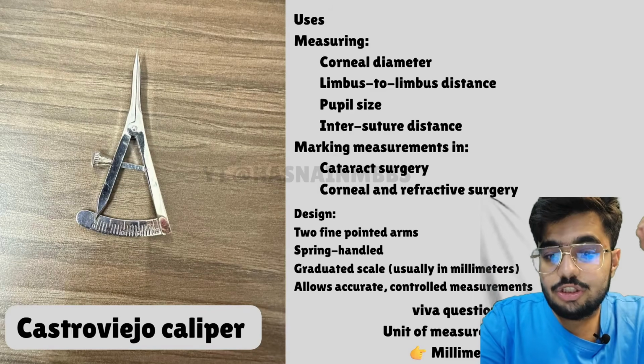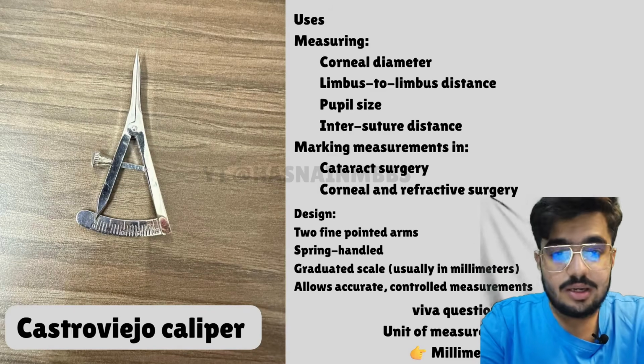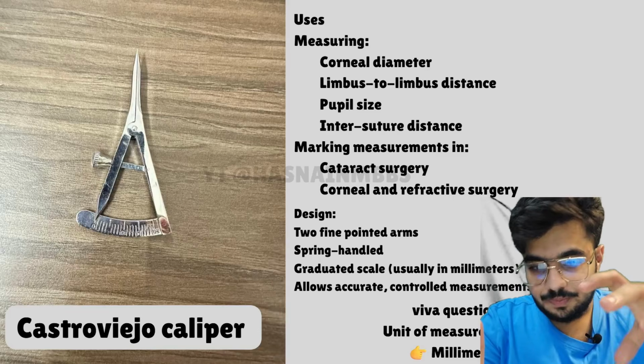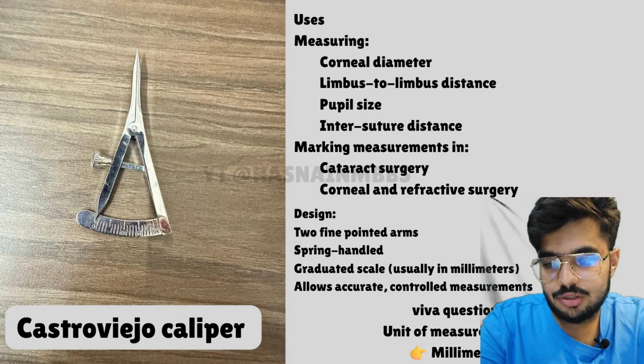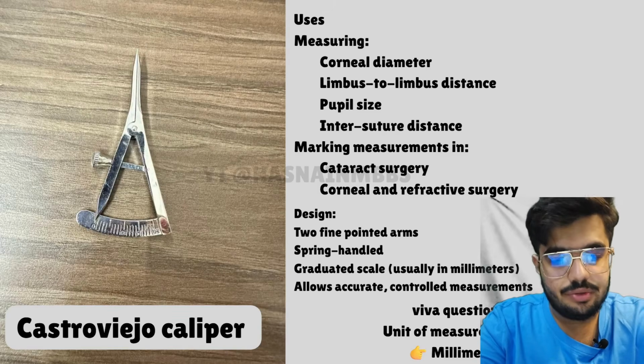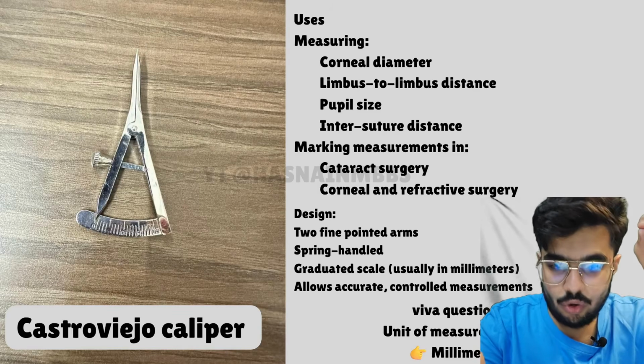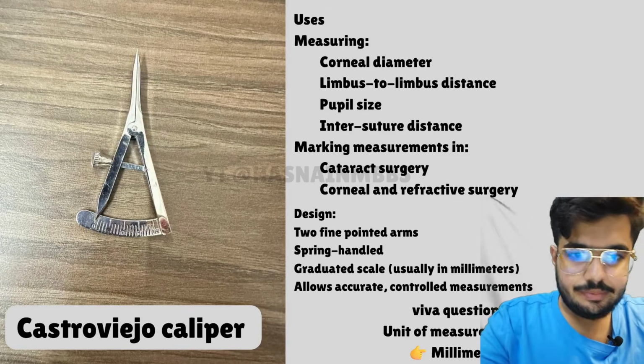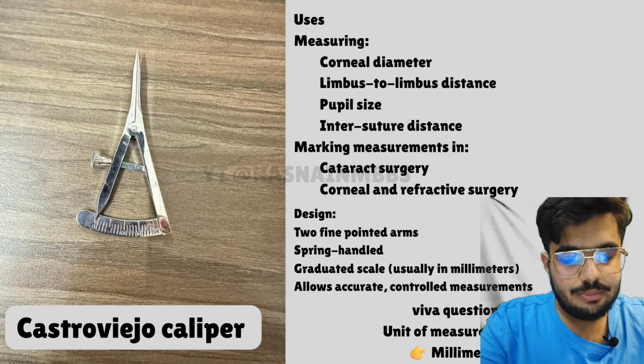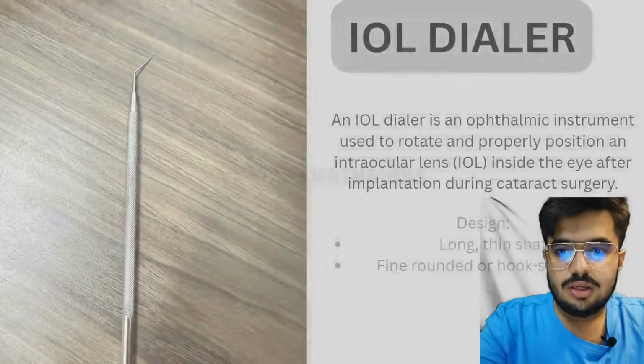A question may ask in which unit we measure with this instrument. In millimeters we measure, not centimeters; in millimeters we use. This very accurate and controlled measurement is done. This was the Castroviejo caliper. Let's go further.